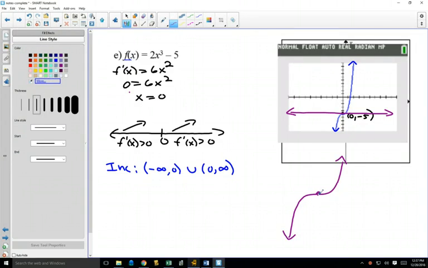It actually flattens out completely at that point. And so this isn't a maximum, it isn't a minimum. We're going to give this a name later. We're going to call this a stationary point of inflection.